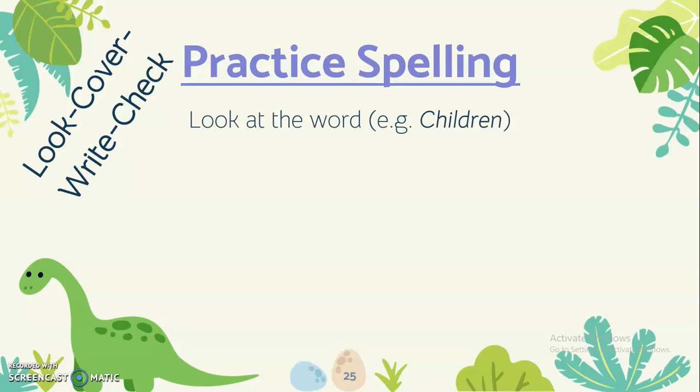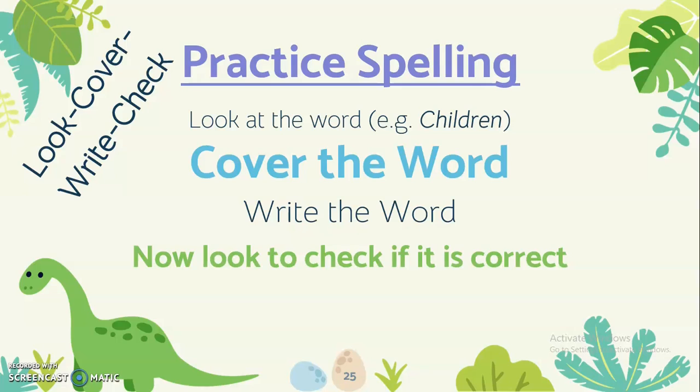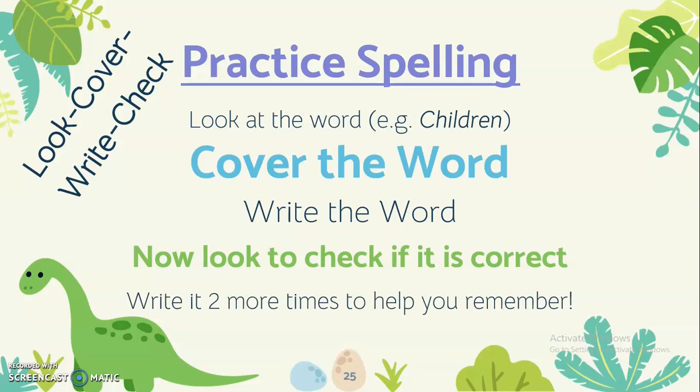First rule, look at the word. Let us say the word children is difficult for you to spell or to write down. So just look at the word on a piece of paper, write it, and then look at it. Second, cover the word, and then write the word on a new sheet of paper, and then look to check if it is correct. And then finally, write it 2 more times to help you remember. So this is how you can develop your spelling with spelling patterns of plural nouns in the English language.